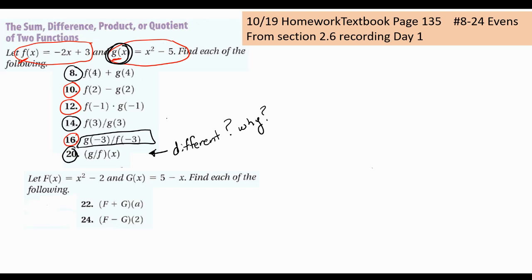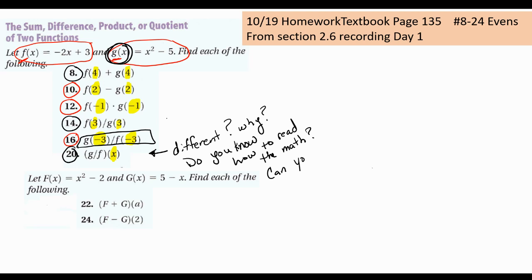Well, every time that we've been doing these problems, we've been plugging in a 4, or a 2, or a -1, a 3, a -3. This time we're just plugging in x. So it's not any different. Really what this problem is asking is, do you know how to read the math? That's all it's asking you.